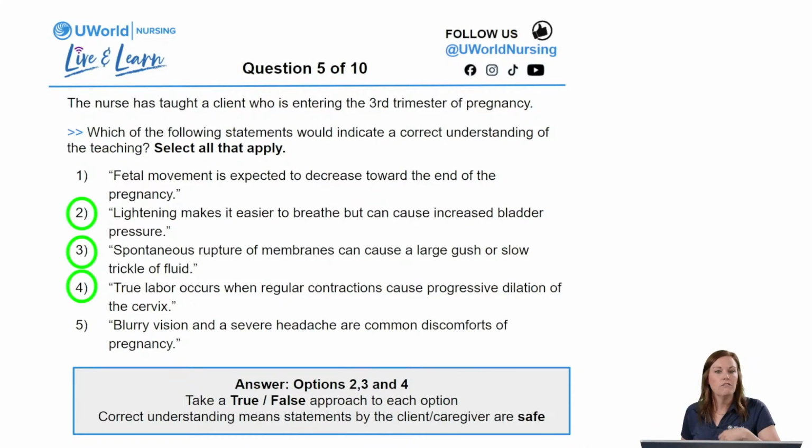So option 1, fetal movement should increase. Our baby's getting more and more active as it's developing. So a decrease would be something alarming that they would want to contact the provider. So that's not expected. And then option 5, blurry vision and severe headache, that could be worrisome for preeclampsia. So again, that's not a normal finding, something that we want our client to recognize is not safe for them or the baby, and they need to take action.